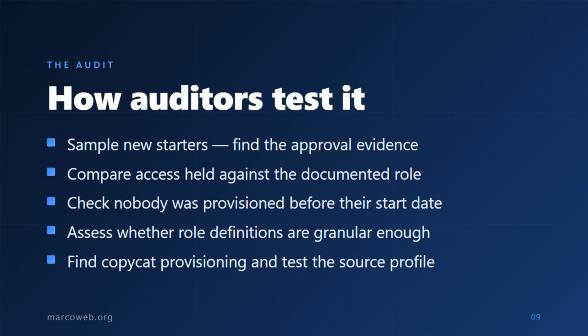How does an auditor test it? You sample people who joined during the period and request the access request and manager approval, then confirm what was actually provisioned matches what was approved. You compare the access users hold against the documented rights for their role, and anything beyond it needs its own approval. You check nobody had access provisioned before their start date, which is a finding in itself. You assess whether the role definitions are granular enough to mean anything. And you look specifically for copycat provisioning, then test whether the source profile was even appropriate.